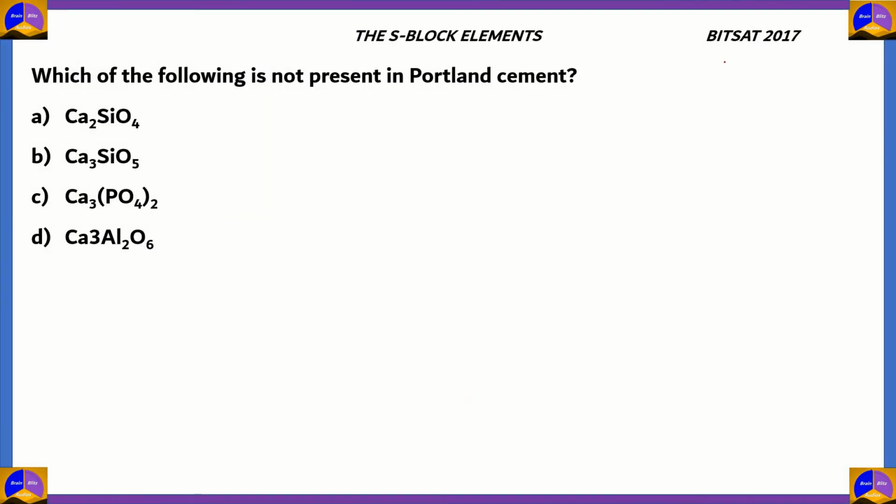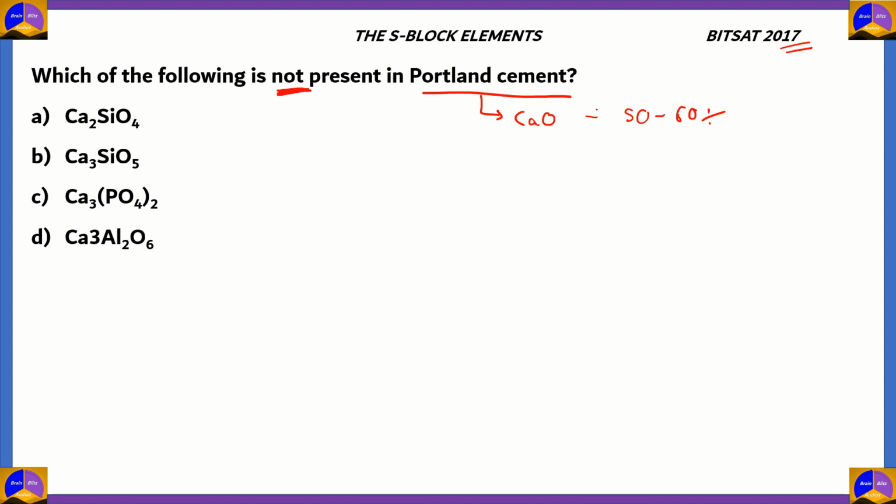Let's look at another question, again asked in 2017. Which of the following is not present in Portland cement? So when you look at the composition for cement, you add something with a lot of calcium, such as quicklime. So about 50 to 60% of the calcium is present in Portland cement.